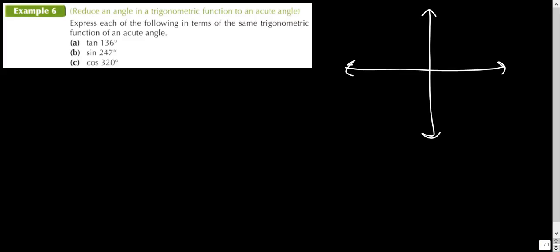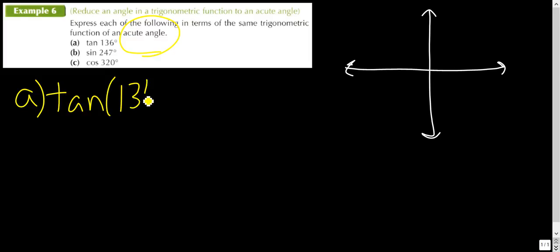Example 6 asks us to express each of the following in terms of the same trigonometric function, but of an acute angle. So that's a key part here. We need to make sure that ultimately our angles need to be over in the first quadrant. So it asks us about the tangent of 136 degrees. We need to do tangent of some number between 0 and 90. So how can we get all that stuff to relate to each other?